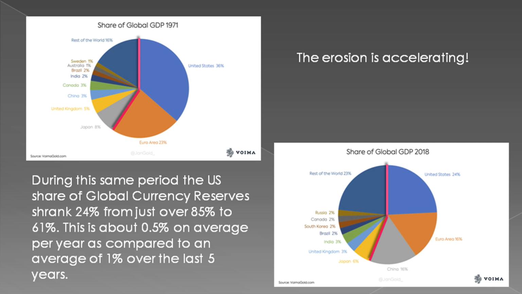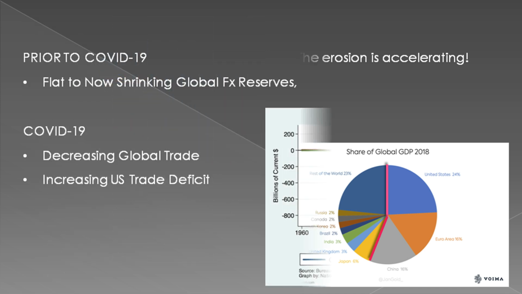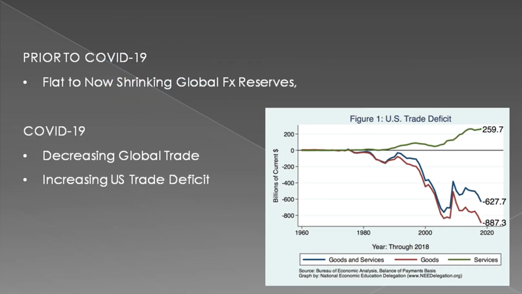From 1971 to 2018, the U.S. share of global GDP shrank dramatically. During this same period, the U.S. share of global reserves shrank 24%, from just over 85 to 61%. This is about 0.5% on average per year, as compared to the current average now at 1% over the last 5 years. The accelerating erosion will only be worsened by the U.S.